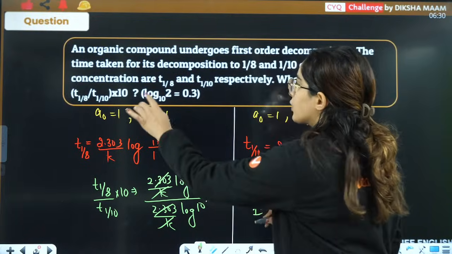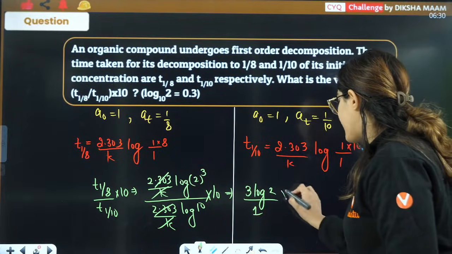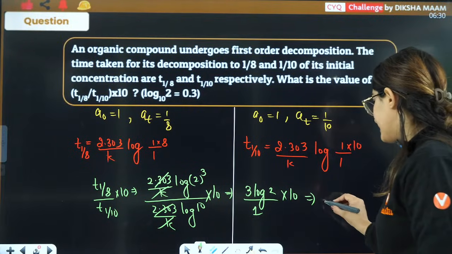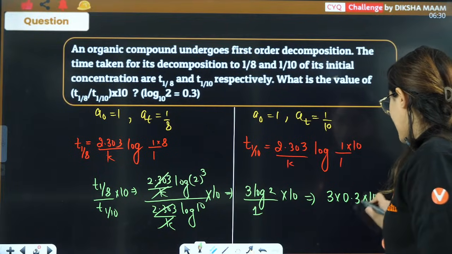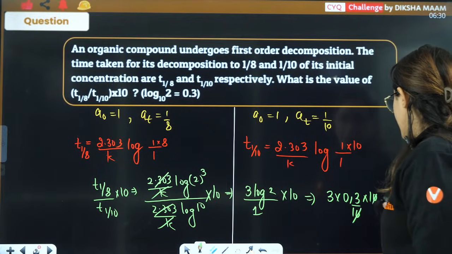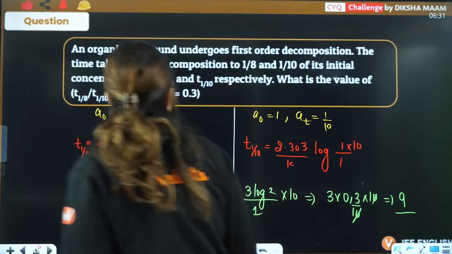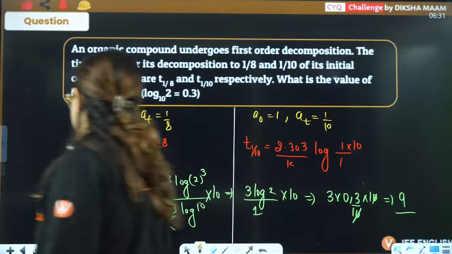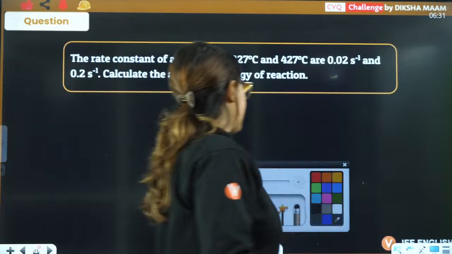This is given in the question that you have to multiply this thing with 10. So I'm just multiplying this with 10 here, and log of 2 is given to be 0.3. So this is 3 into 0.3 into 10, that is going to be 9. So answer is going to be, what is the value? The value is going to be 9 here. Okay, right? Solve it and you will get your answer there.